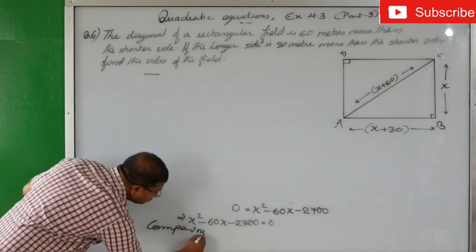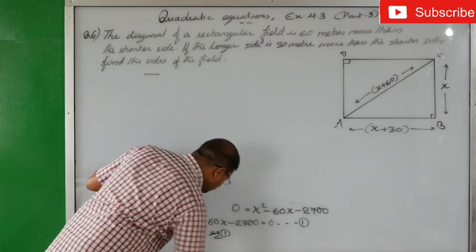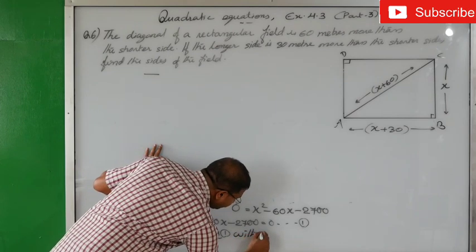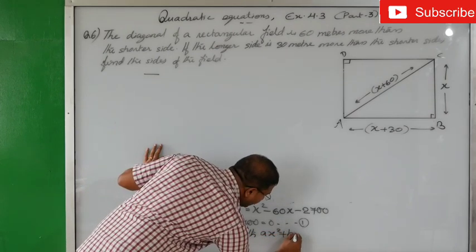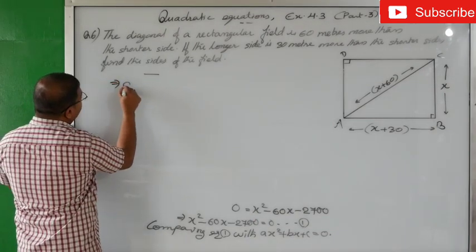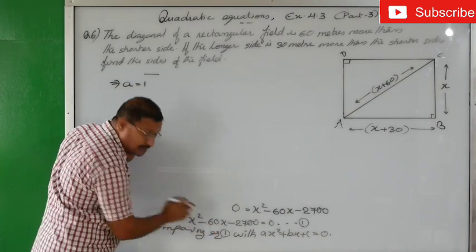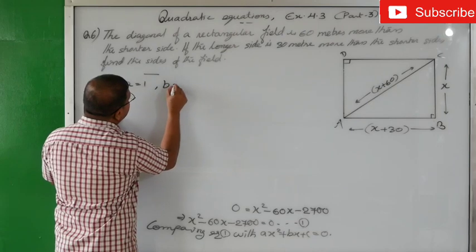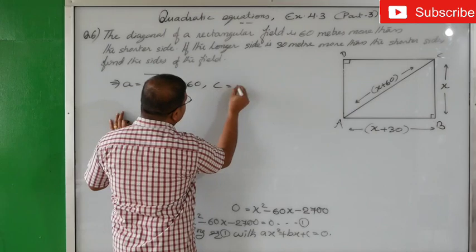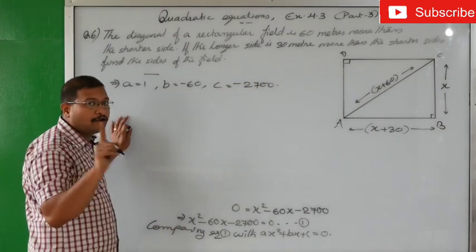Comparing equation 1, so we will write here equation number 1. Comparing equation 1 with ax square plus bx plus c equal to 0, this implies a equals 1 because it is the coefficient of x square, and b is minus 60 and c is the constant. c equals minus 2700. Now we are using the quadratic formula.